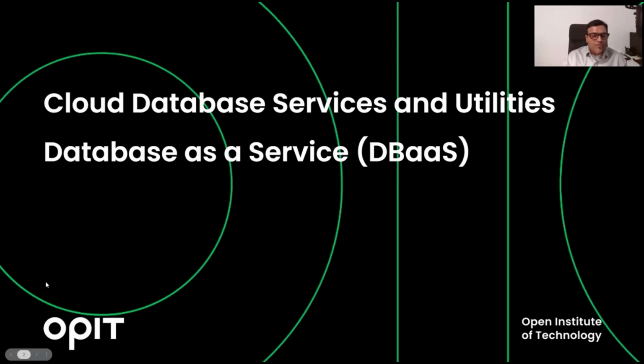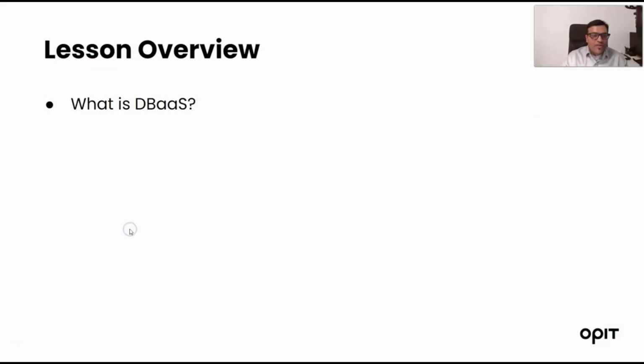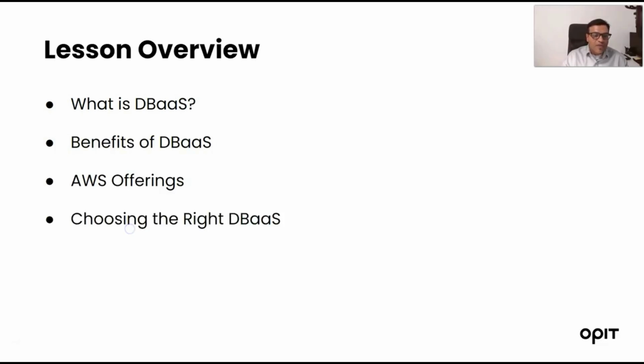Let's start with the next module, which is Cloud Database Services and Utilities. In this session, we will talk about database as a service. We'll try to understand what a database as a service is, what its benefits are, and then look at some of the AWS offerings for database as a service. Then the important question we will try to answer: how to choose the right database service. That all depends upon the type of workload, but we'll look at some of the use cases.